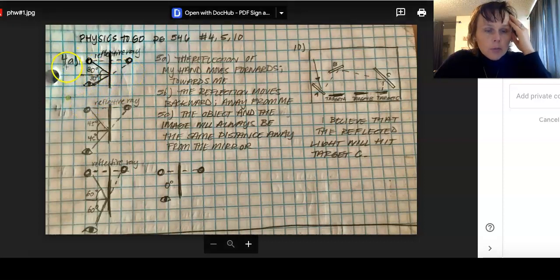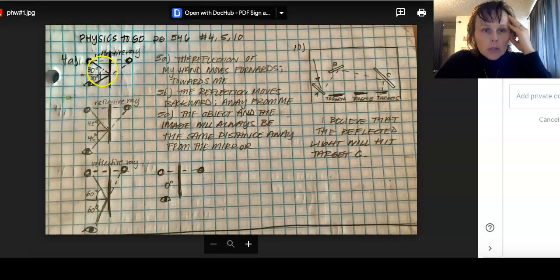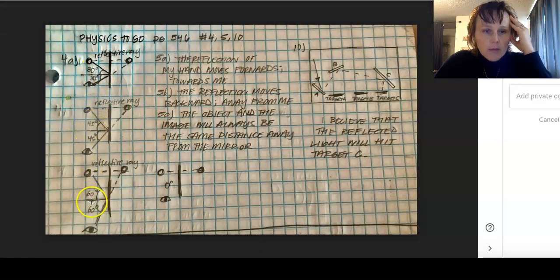For problem 4A, a lot of you did follow the steps to draw the ray diagrams for plane mirrors, where you have an object and you have an image, so you know this should be the same distance from the mirror, and the angle of incidence should be equal to the angle of reflection. A lot of you did this well, so 30 degrees, 45 and 60.